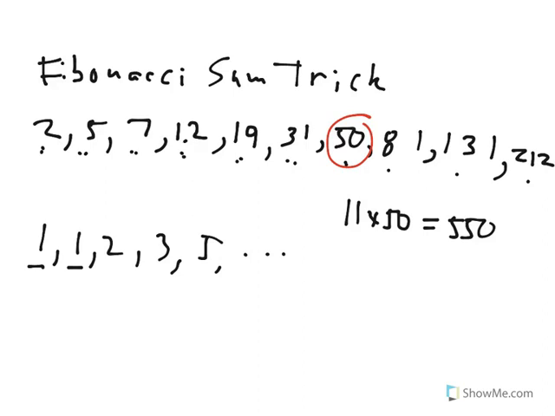So what you do is, as the person is writing down their numbers, when they get to the 7th number, you multiply that by 11.